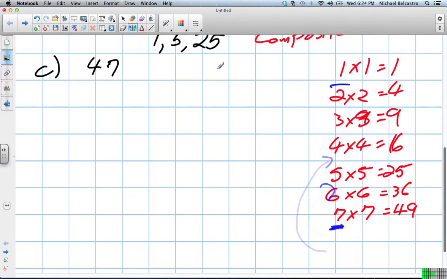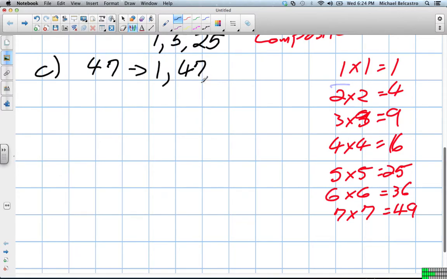Okay? So, does 1 go in? Yes, obviously. What are its factors? 47 and 1. Good. Does 2 go in? No. Why not? Because it's not an even number. So 2 doesn't go in. Let's add these digits together. 4 plus 7? 11. Does 3 go into 11? No. 3 doesn't go in.